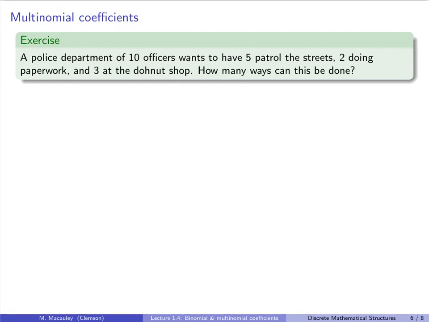So we have 10 choose 5 ways to pick the 5 officers to patrol the streets. Then we have 10 minus 5 officers remaining, and we want to pick 2 of them to do paperwork. And then we have 10 minus 5 minus 2 officers left, which is 3. We have to pick 3 of those 3 to go to the donut shop. So the answer to this question is 10 choose 5 times 5 choose 2 times 3 choose 3.